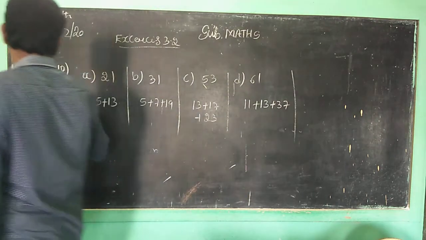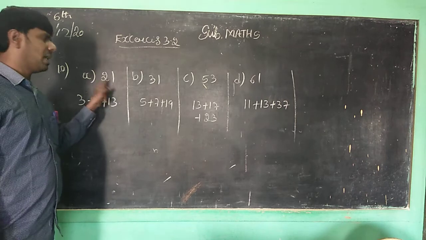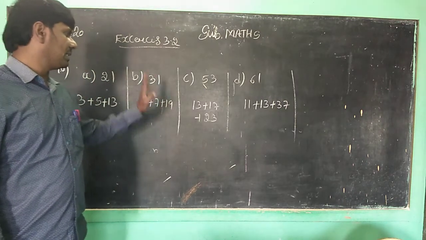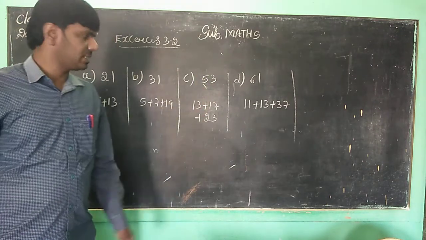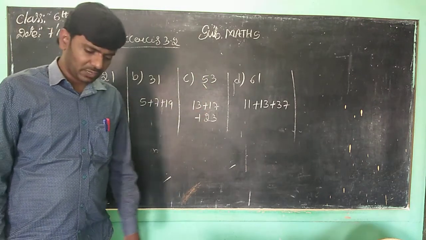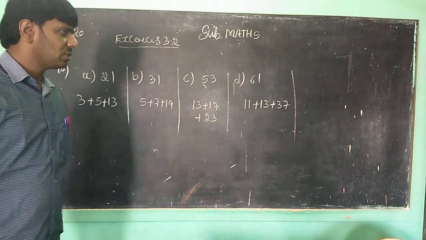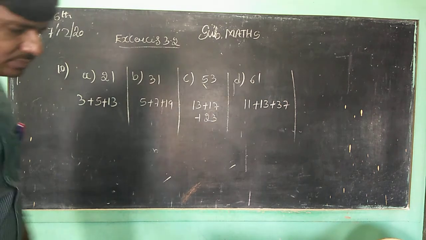These are 3 plus 5 plus 13, prime numbers, and their sum is 21. And 5 plus 7 plus 19 is 31. 13 plus 17 plus 23 is 53. And for 61, 11 plus 13 plus 37. Correct children?